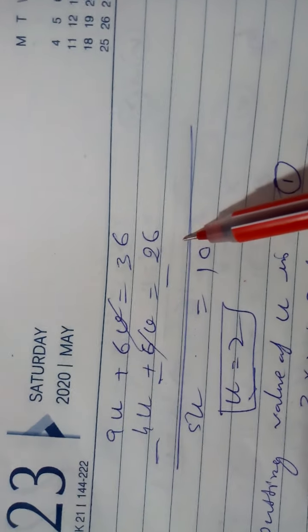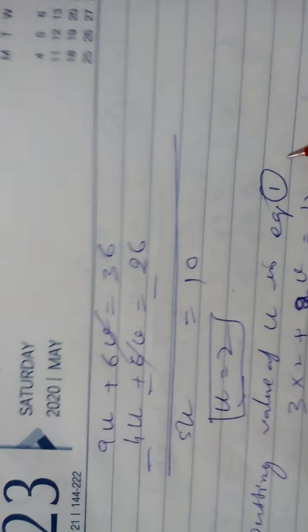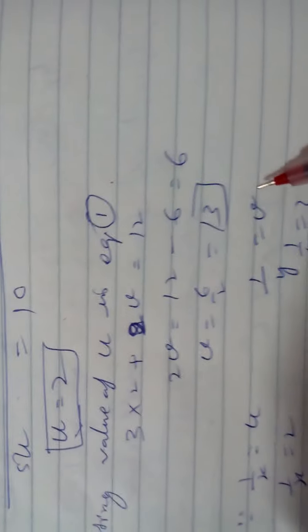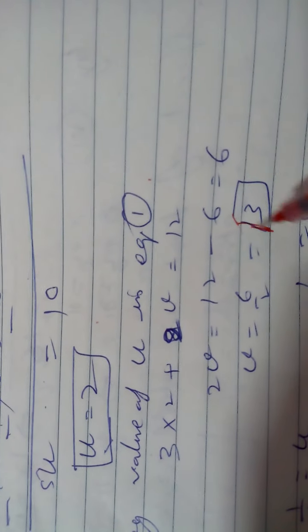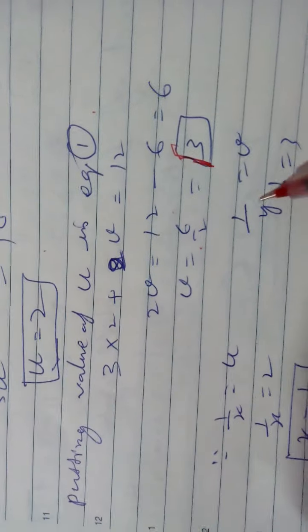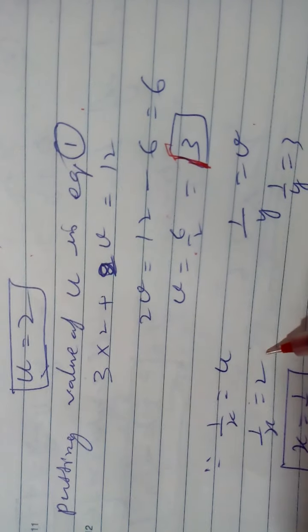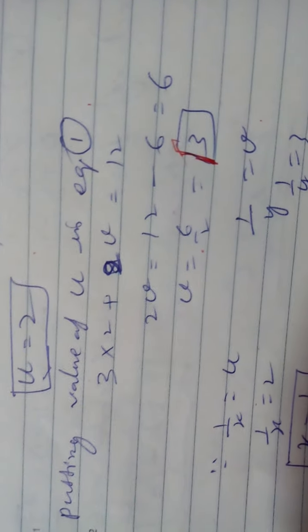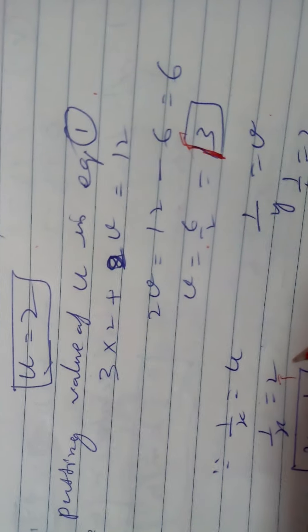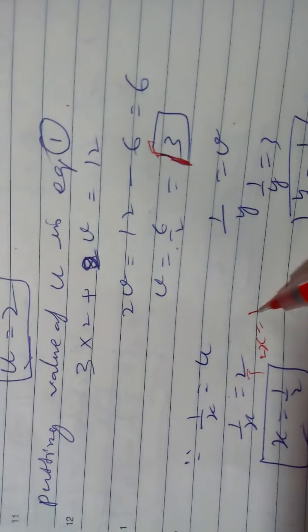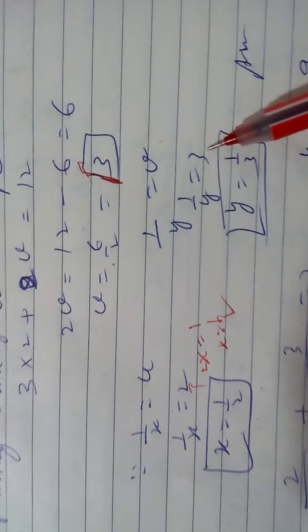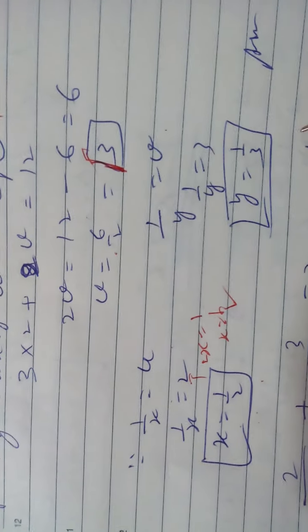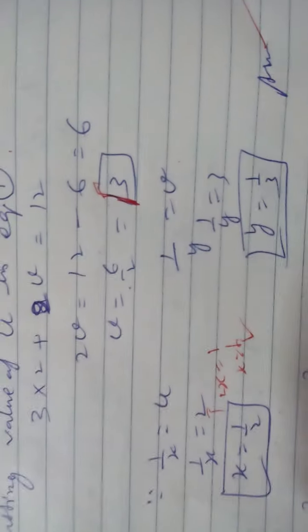Sign change in subtraction, and putting the value of v in equation 1, you are getting v is 3. V is 3, 2 3 is 6. 1 upon x is u, 1 upon y is v, so 1 upon x is 2. So 2x equals 1. You can write cross multiply: 2x is equal to 1, then x is equal to 1 by 2. Like this, 3y equal to 1, then y equal to 1 by 3. It is your final answer.